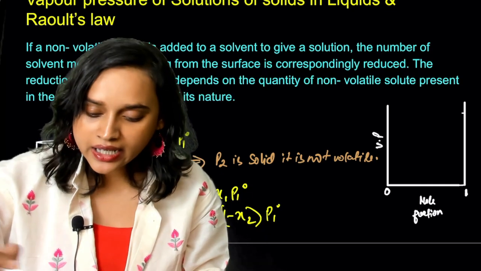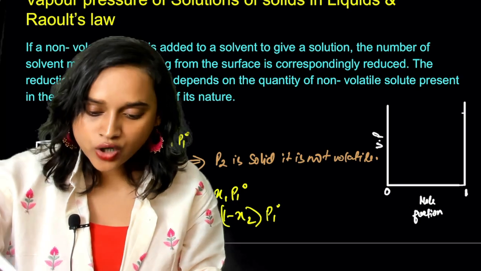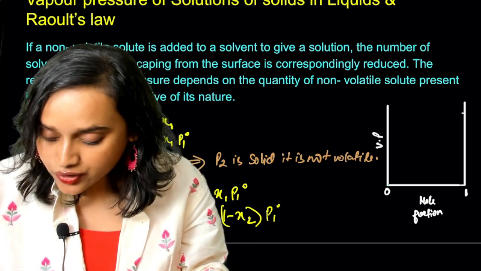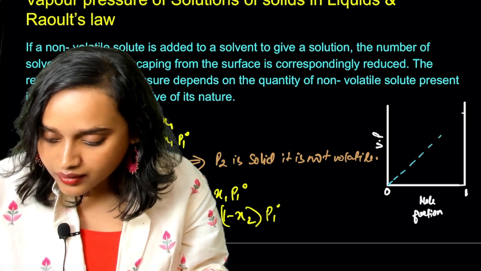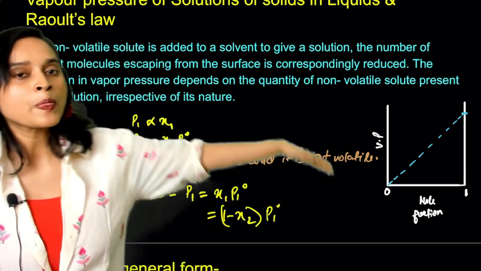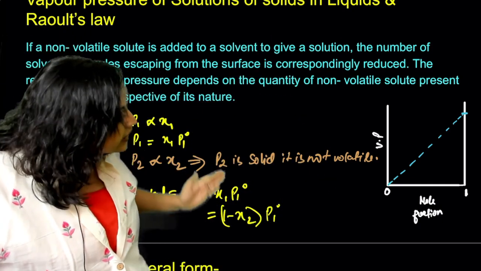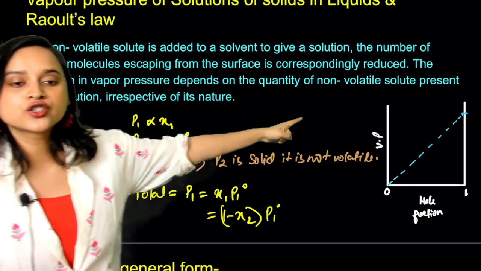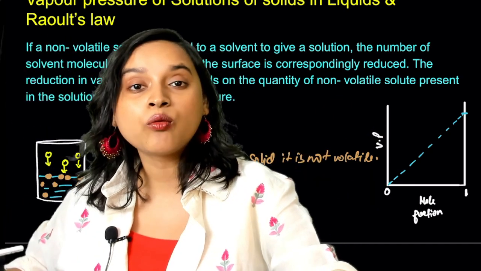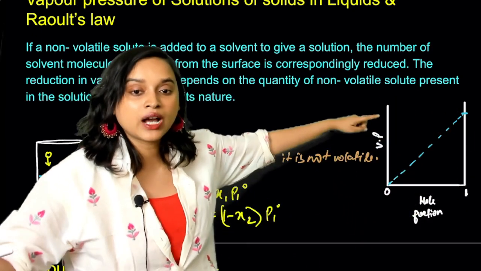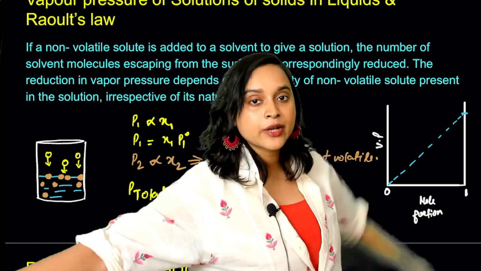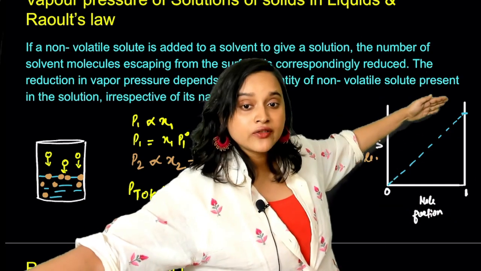So for this, how will my graph look? My graph is going to look like this. Look at this, this is where it is becoming 1. So it will reach the vapor pressure of the pure solvent. That will be the peak, where you see that it is joining the y-axis. Where it joins the y-axis, this is the vapor pressure of the pure solvent. So from the pure solvent, it will reduce.